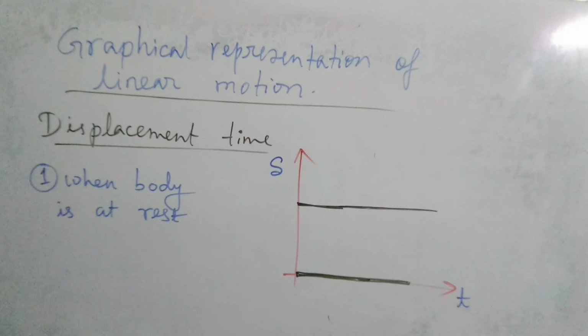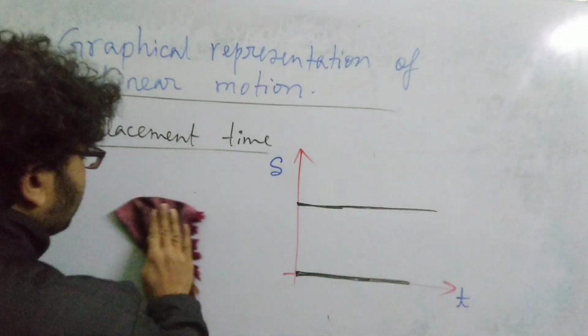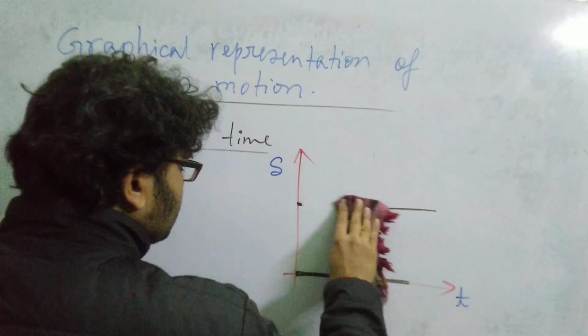Now, we have already learned about uniform motion and non-uniform motion. The next thing we are going to discuss for a displacement time graph is when a body is in uniform motion. So let us consider the second case, when the body is in uniform motion. Fine, let me erase this off.